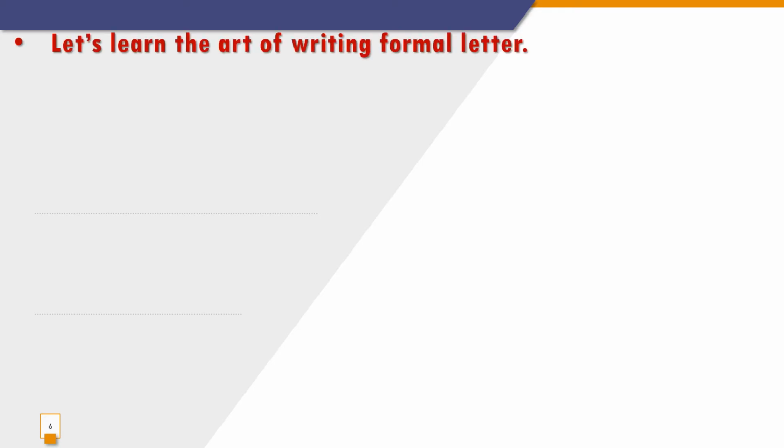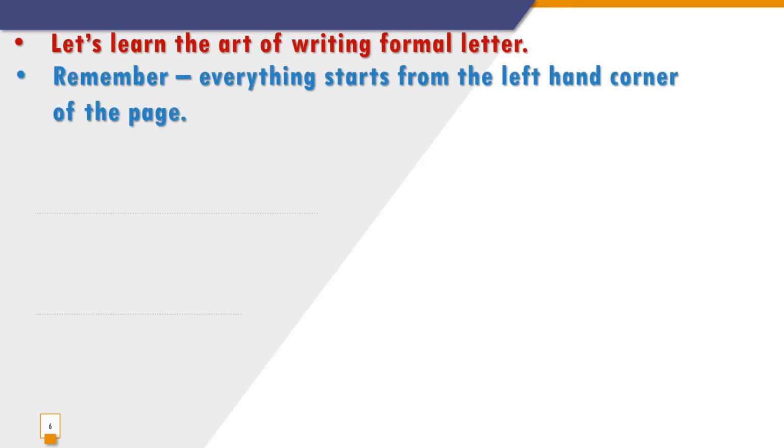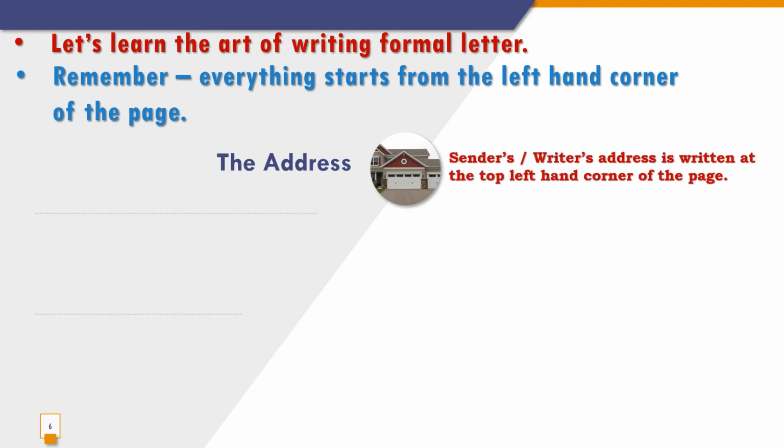Now, let us learn how to write formal letters. Remember, whenever we are writing a letter, everything has to begin from the left-hand side. The first thing that we will write whenever we write a formal letter is the address. But whose address? You have to write your own address if you are writing a letter. If I'm writing a letter, I will write my own address. And where do we write it? On the top left-hand corner of the page.